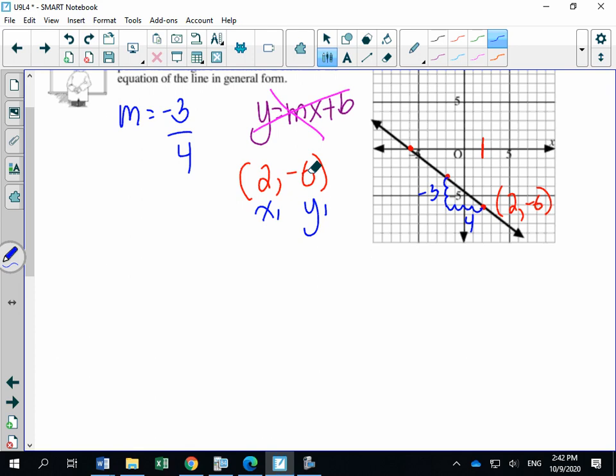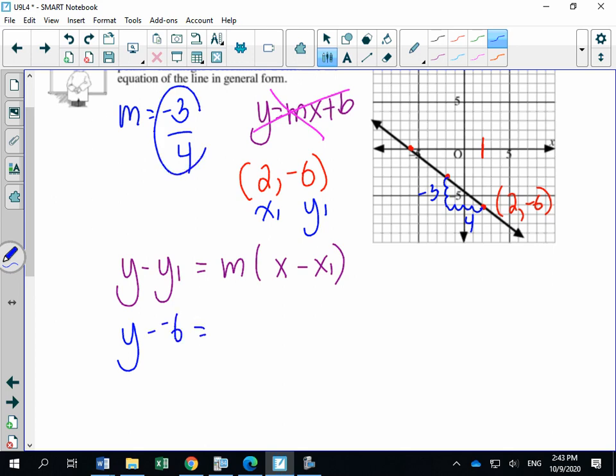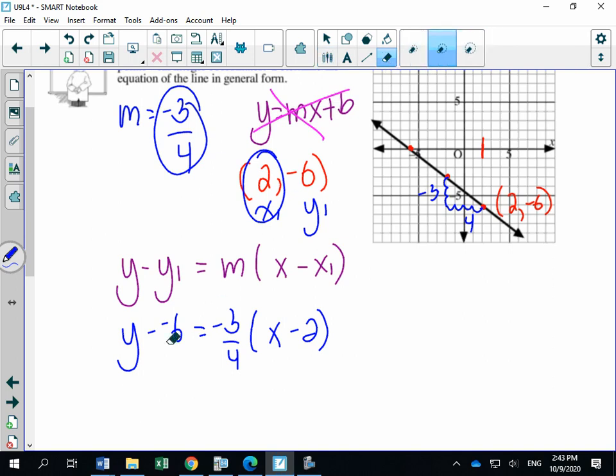I know if I've got a slope and a point, I could go into this form: y minus y1 is equal to the slope, open bracket, x minus x1. Okay, that's what I know I could do. Let's fill this in. y minus negative 6 is equal to the slope, open bracket, x minus 2. I'm going to go through though, and I want to clean this up. y minus negative 6 is y plus 6.